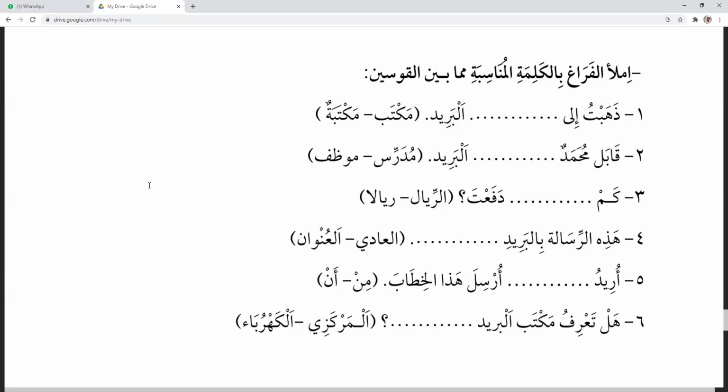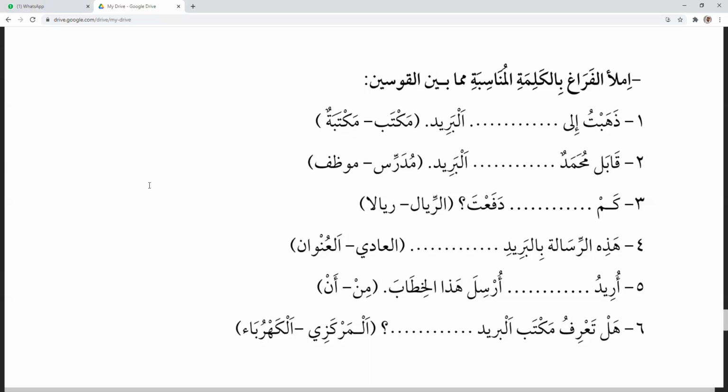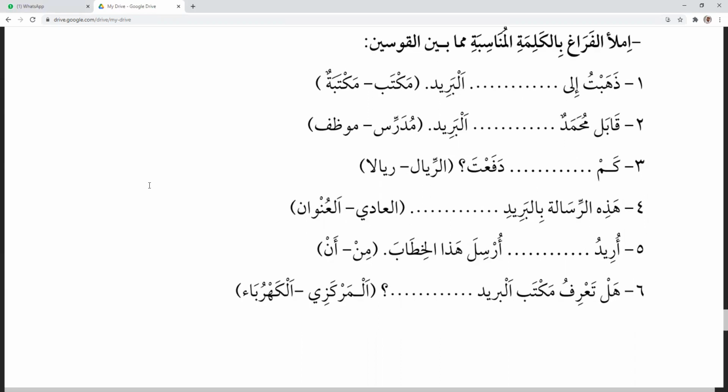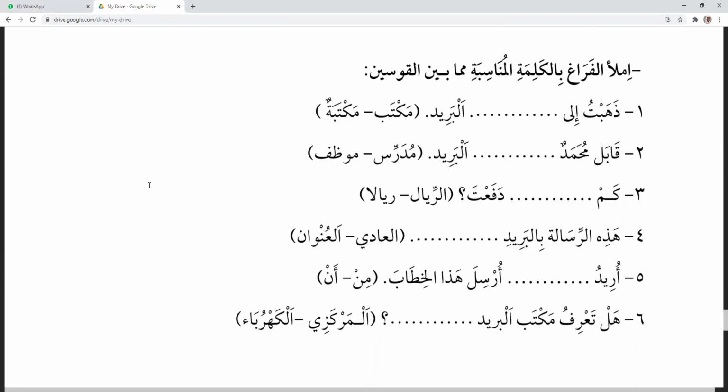Al-kahraba means electricity. That was a nice exercise as well. Is that all fine? What's ta'rif? Do you know? So, do you know the central post office?